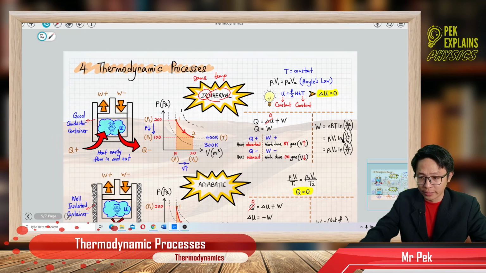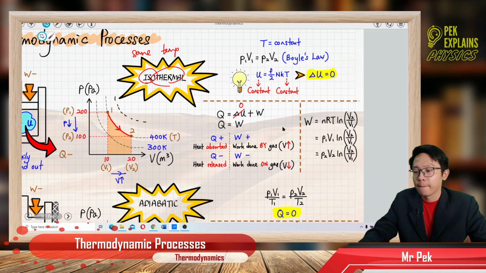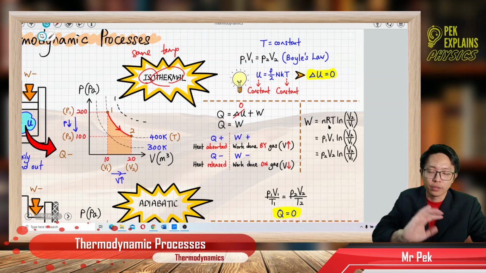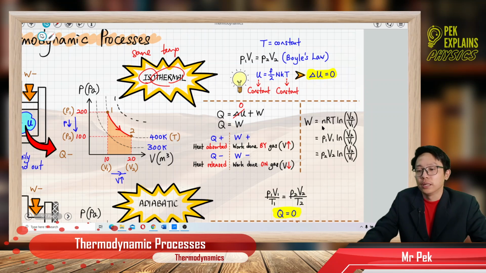Now let us look at the work done. Okay, work done for an isothermal process uses the formula nRT ln V2 over V1, going from 1 to 2, where 1 is the initial point and 2 is the final point. This equation is derived from integration, but we're not going to discuss integration here. So work done is equal to nRT ln V2 over V1.